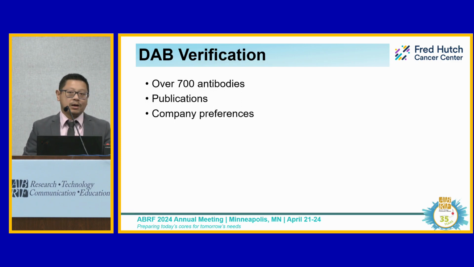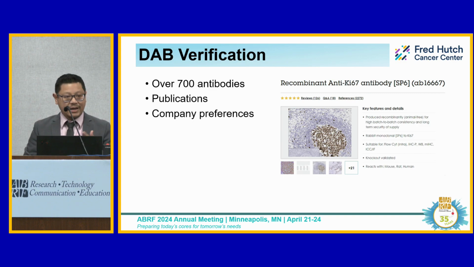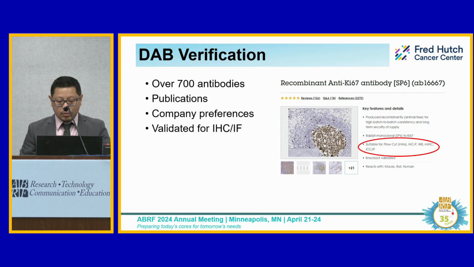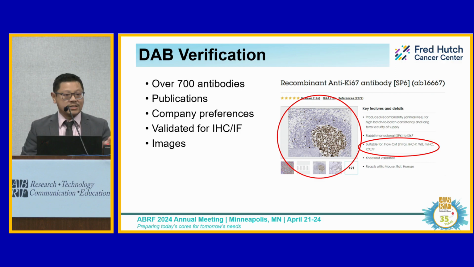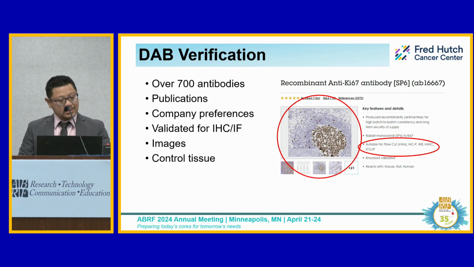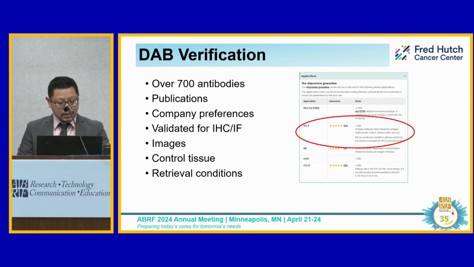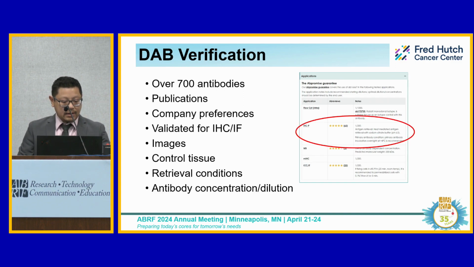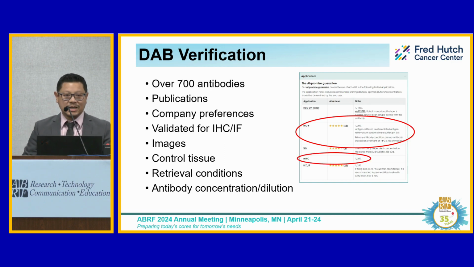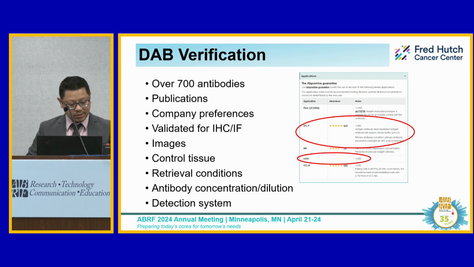Like Amanda mentioned, we're big fans of Abcam because they have really nice spec sheets, a lot of data. When we're looking for an antibody, we want to make sure it's validated for IHC or IF. And if it has images, that's always nice. Sometimes they just post the thing that says it works, and you have to take their word for it. And these sites will give you hopefully controlled tissues, as well as retrieval conditions, and an antibody concentration or dilution. And some of them will actually even give an mIHC. This is kind of a newer thing, which is pretty nice.